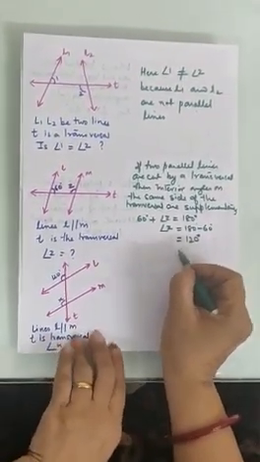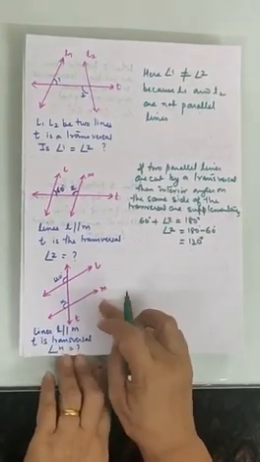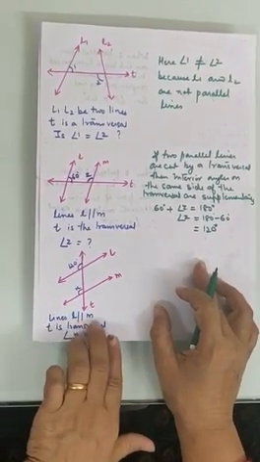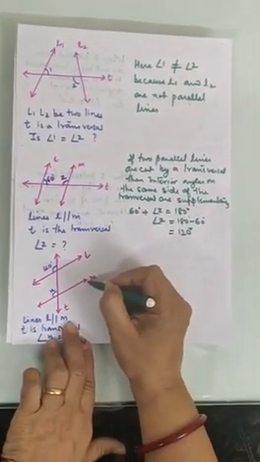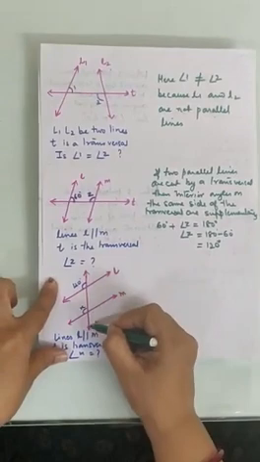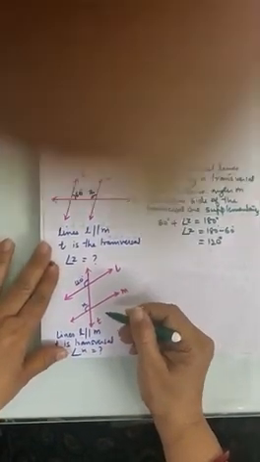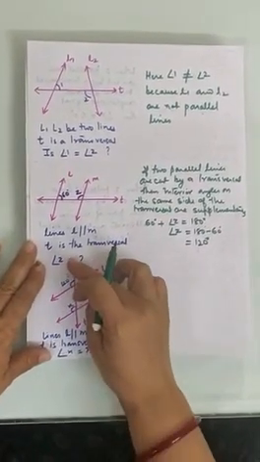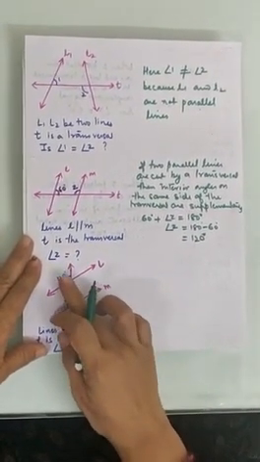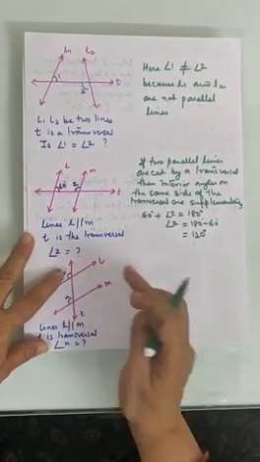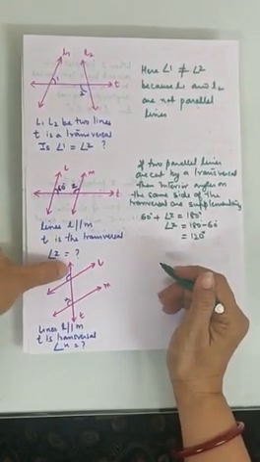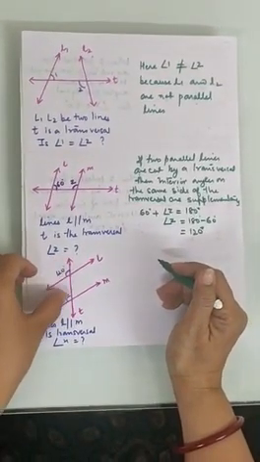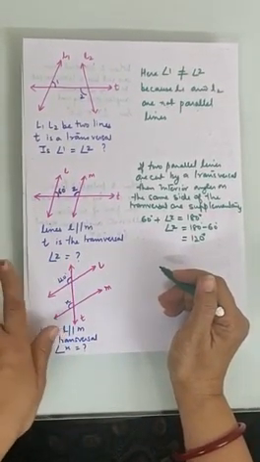Alright. Now coming to this question. In this question it is given line L is parallel to line M. Lines L and M are parallel, cut by the transversal T. Now we have to find the value of angle X. When two parallel lines are cut by the transversal, pairs of corresponding angles are equal. See here, this is exterior, this is interior, lying on the same side of the transversal, not forming the linear pair, so they are corresponding angles.